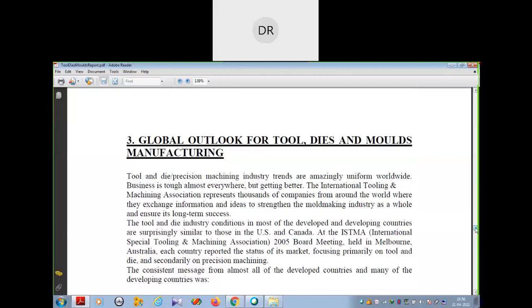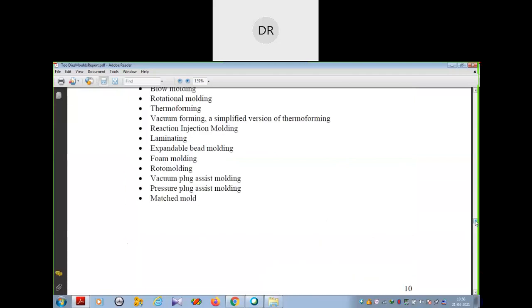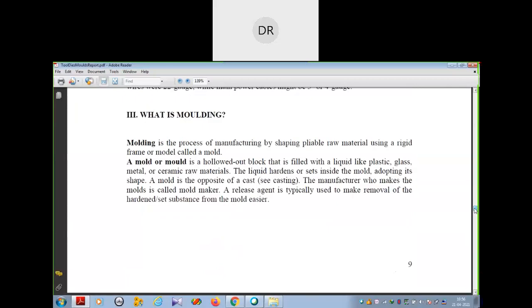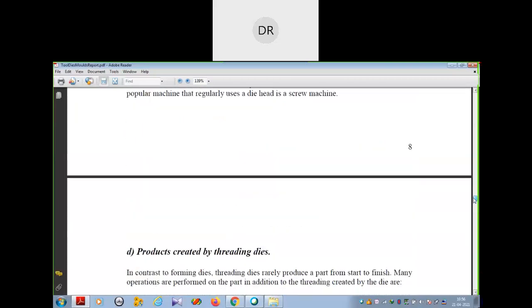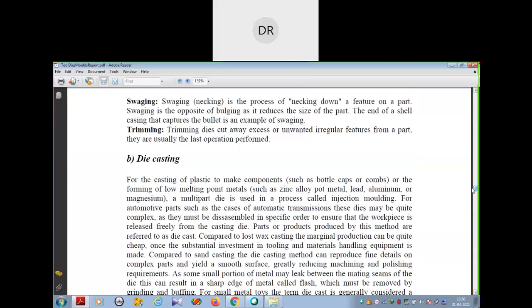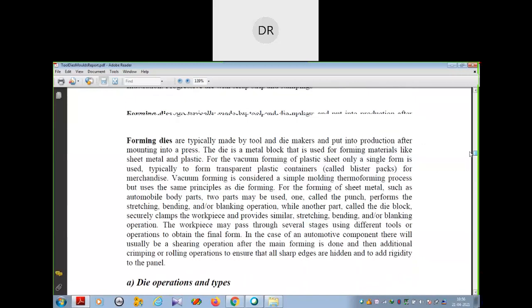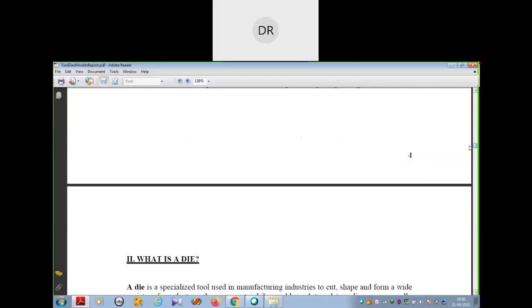Okay. So this one is not for this course, but still I am saying, the global outlook for tools, dies, and molds manufacturing. But up to this one, types of molding is important from your perspective. Molding, dies, design, and different types of dies. Okay. Casting, what are the different types of casting, die casting. So these are very important from your examination point of view.